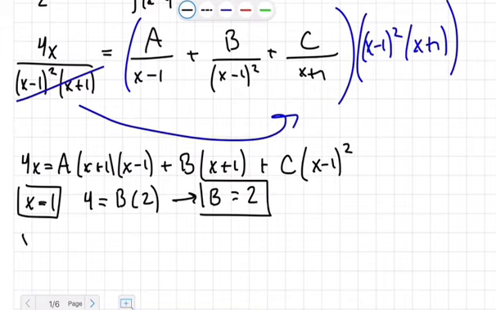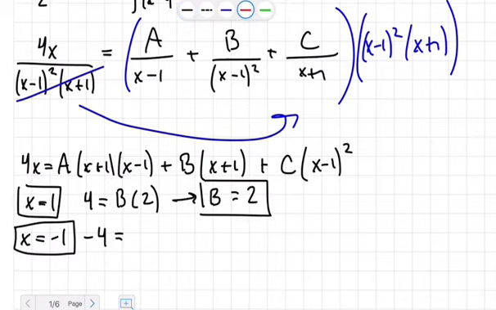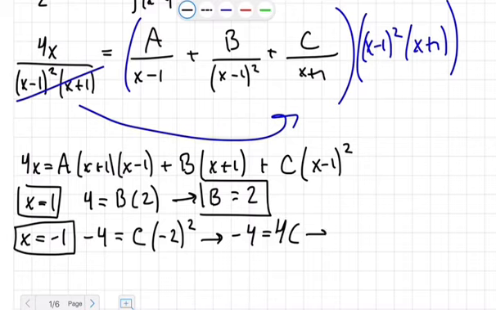Let's do the same thing with x equal to maybe negative 1. And if x is equal to negative 1, the left-hand side becomes minus 4. You'll notice on the right-hand side, this term is still 0, as is this term. So now we can solve for c. So we have c multiplied by negative 2 squared. So we end up with negative 4 equal to 4c, which means that c is going to be minus 1.